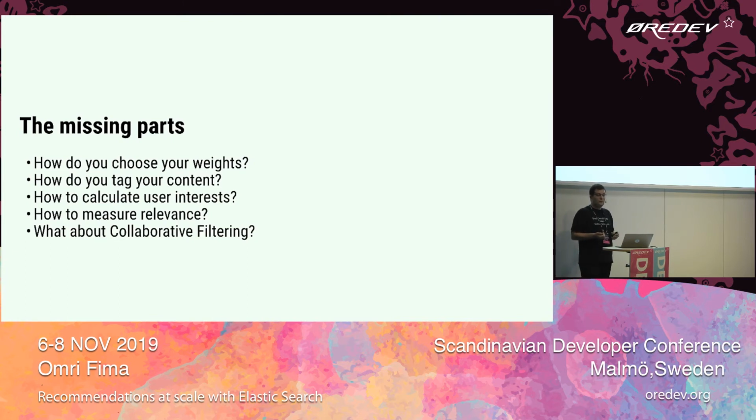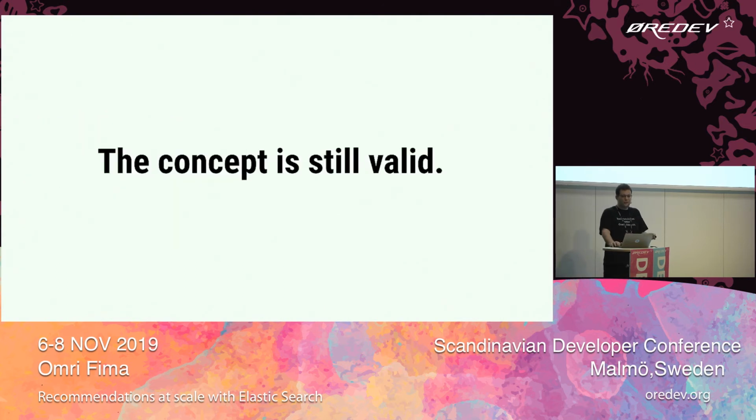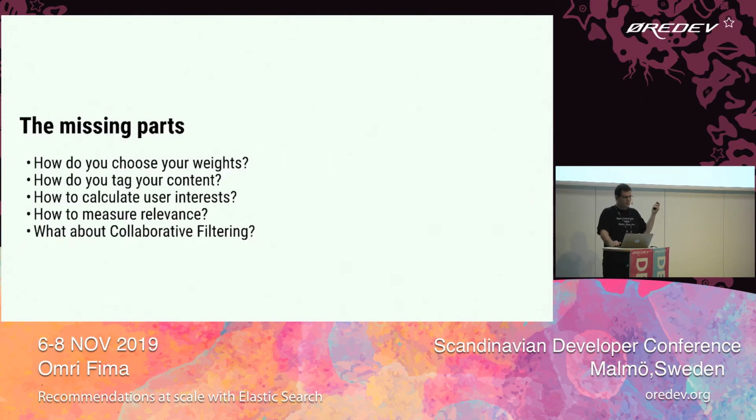So, for example, a missing part is how do I choose my weights? How do I choose which factors are weighted how? How do I tag my content? I assumed that someone somewhere magical gave me tags and scores for each of my stories. How can I calculate my user interest? How can I measure relevance? How can I prove that my recommendation engine actually works? And what about collaborative filtering, deep learning, and all of these nice machine learning terms? So they're there.